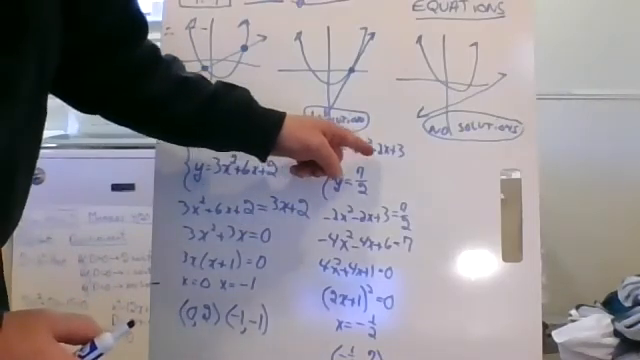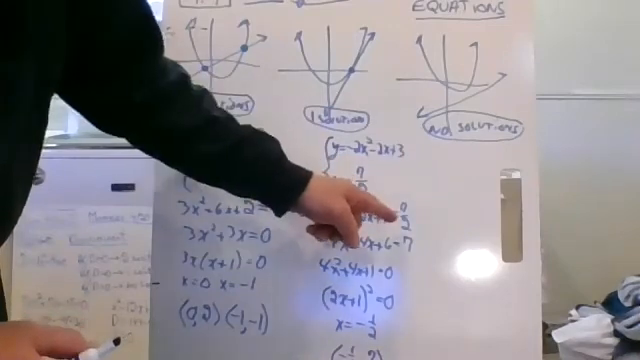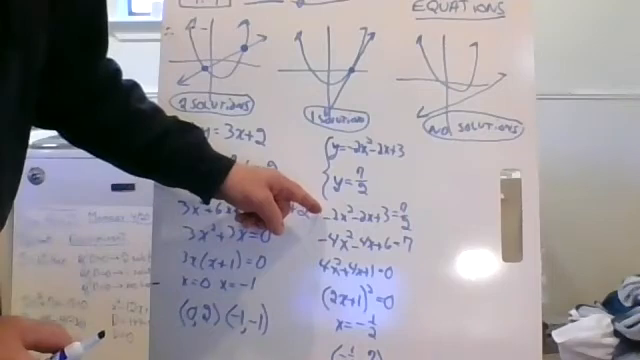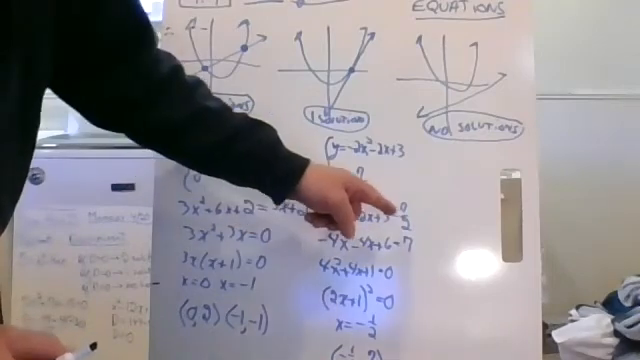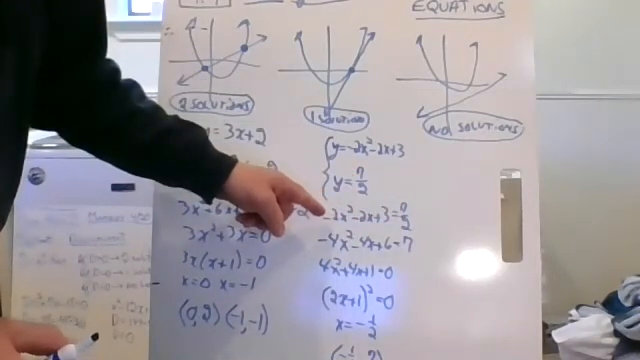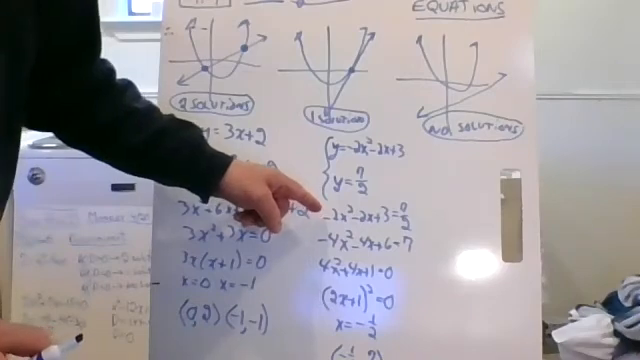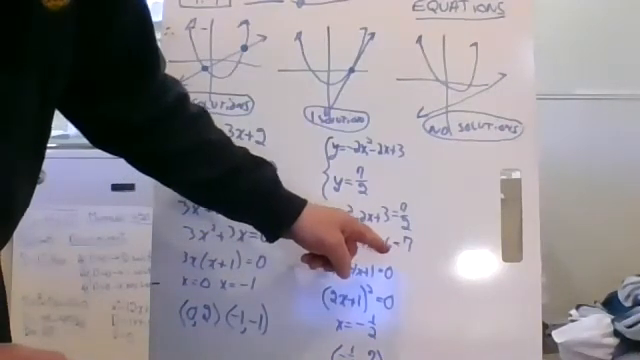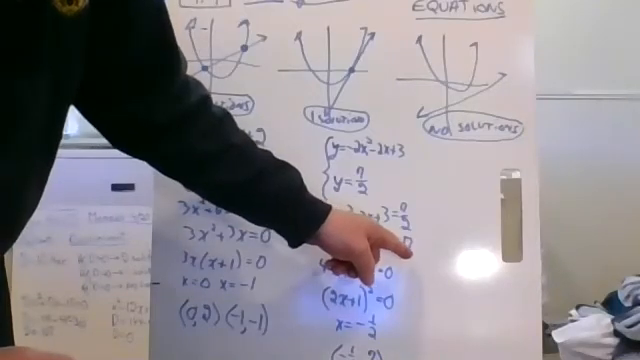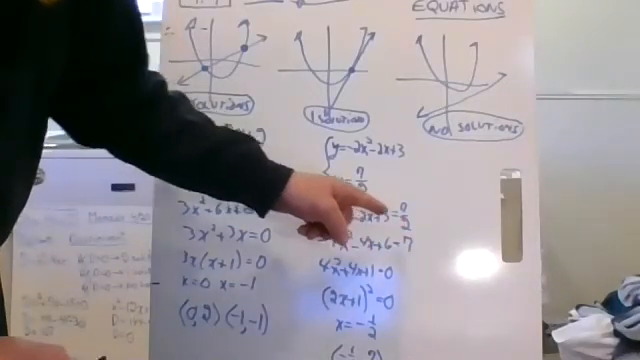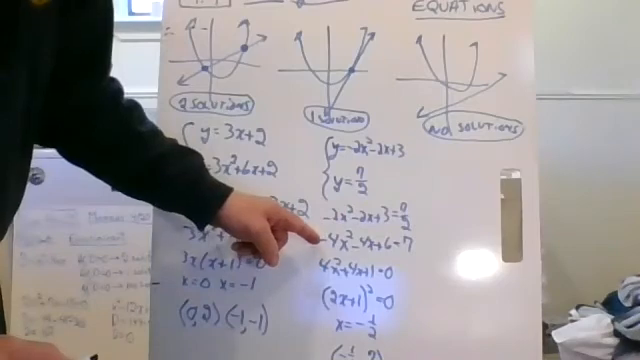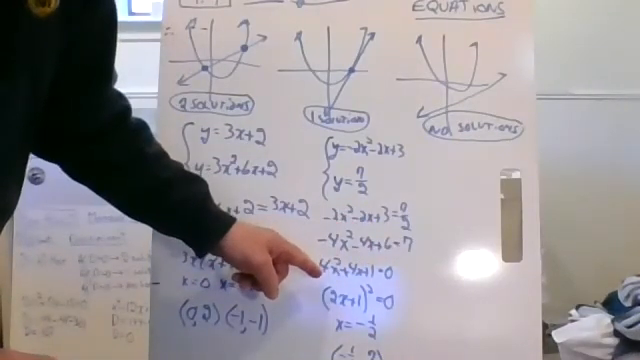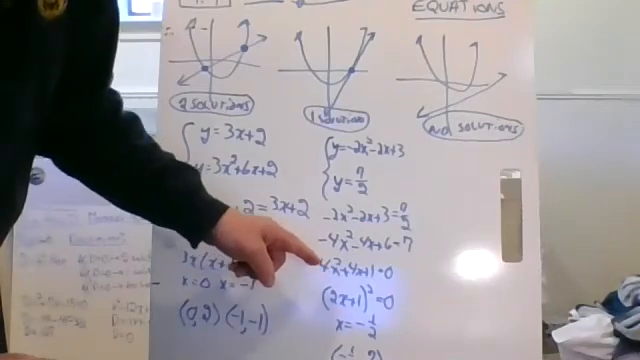Here's how you would do it by substitution. We would take this and set it equal to 7/2 and get this equation. And then what I'm going to do is multiply both sides by 2 to get rid of the fraction. And it makes it minus 4x squared minus 4x plus 6 equals 7. You multiply both sides by 2. Then you bring the 7 over.